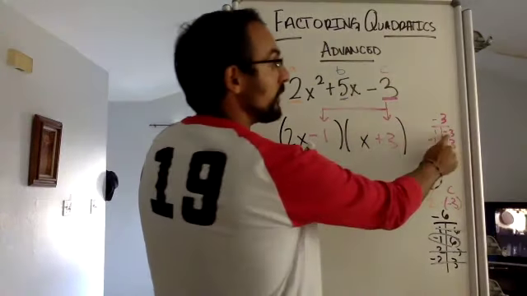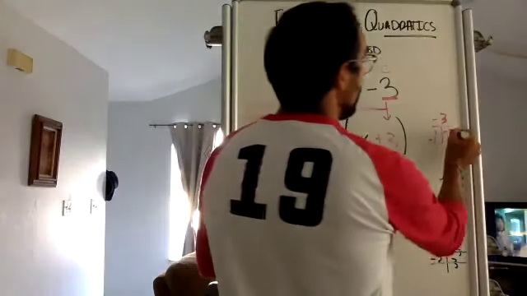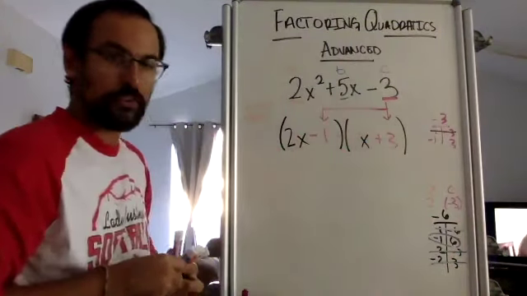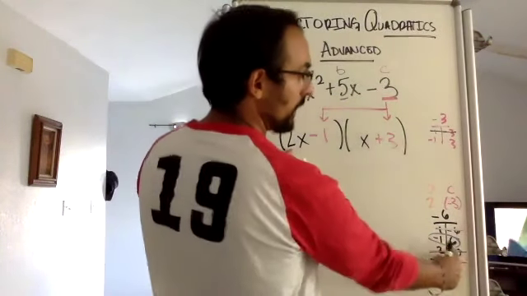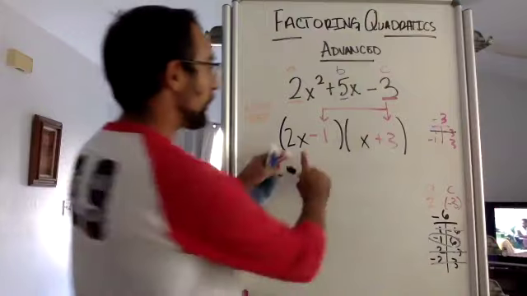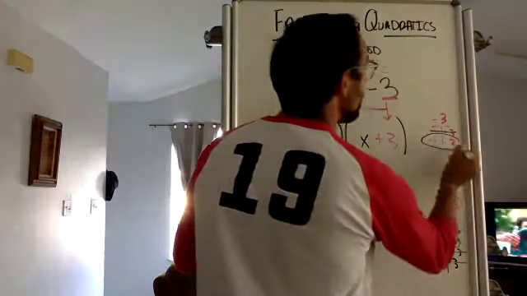If I multiply 2 times -3, I don't get +6. So I know I cannot use that factor or those factors. Then I look back at the next one. Can I multiply 2x times -1 to get +6? No. Can I multiply 2x times 3 to get +6? Yes. So I know I'm going to use this one.